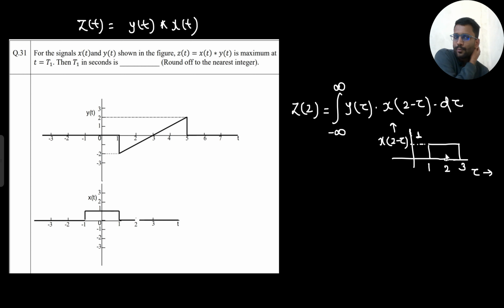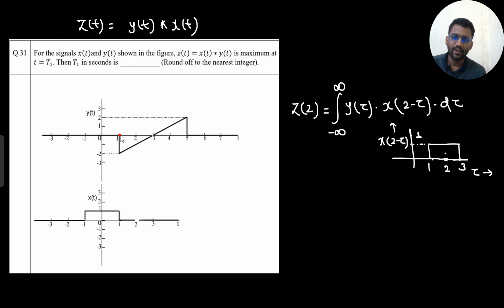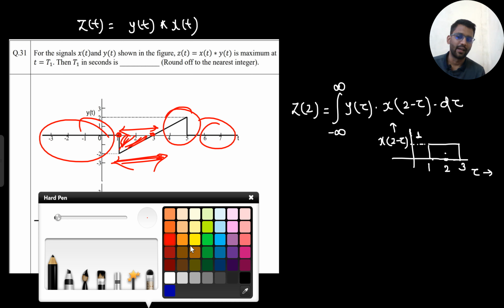Right? Now you need to multiply this function with this function. From 1 to 3 the magnitude is 1, otherwise it is 0. From here to here the magnitude is 1, otherwise it is 0. That means everything else will be multiplied with 0, only this much area will come and you have to find the area of this, then you will find the value of z of 2. Are you getting my point?